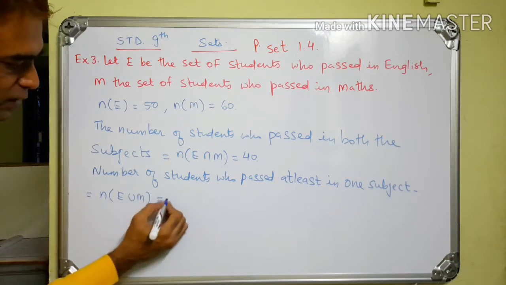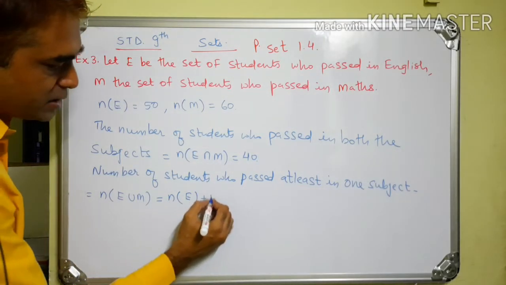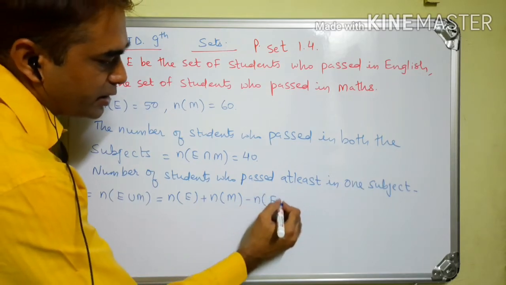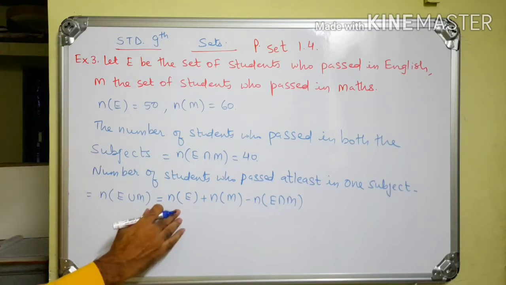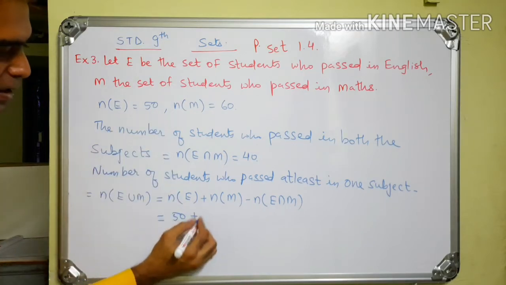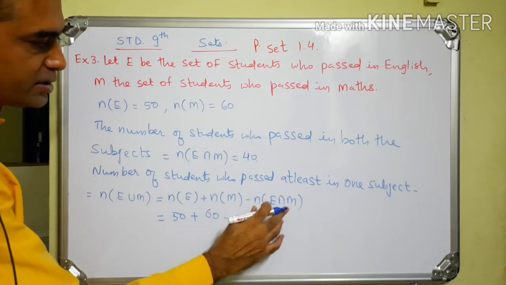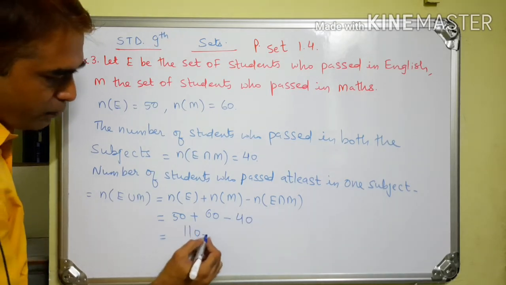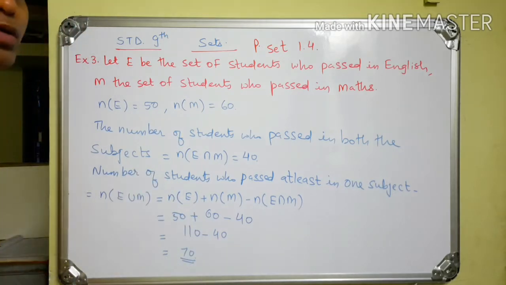E union M equals the number of elements. What is the formula? The number of elements in set E plus the number of elements in set M minus the number of elements in set E intersection M. This is equal to the number of elements in set E, which is 50, plus the number of elements in set M, 60, minus the number of elements in the intersection set, that is 40. So 110 minus 40 equals 70. So 70 students are there who passed at least in one of the subjects.